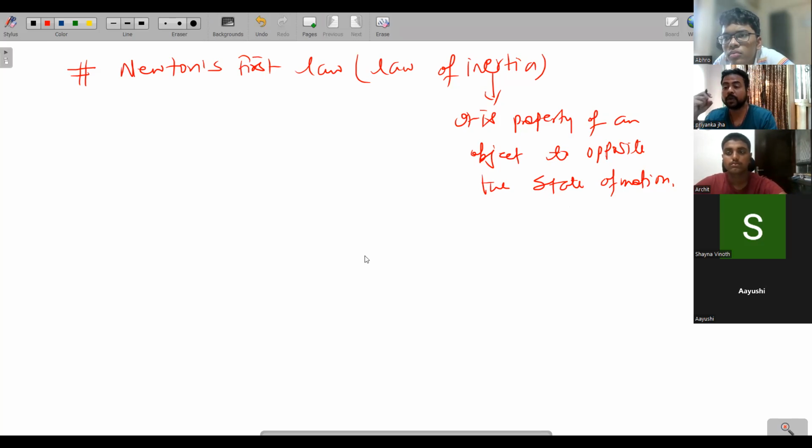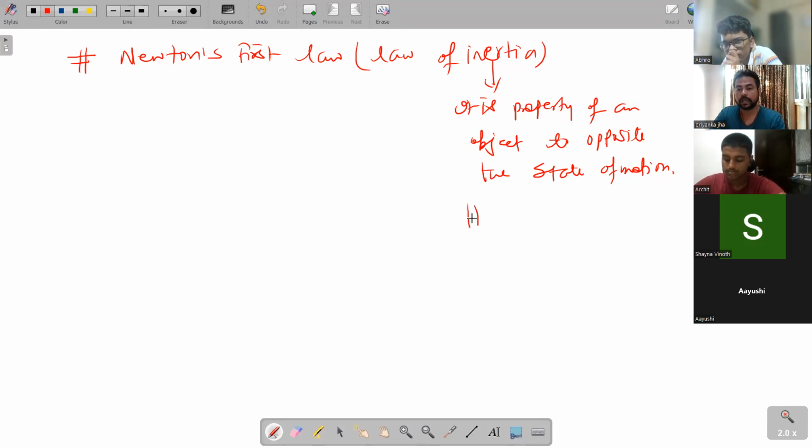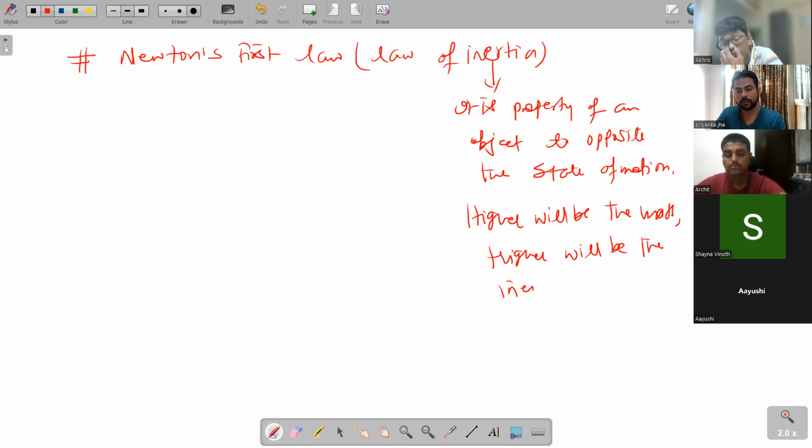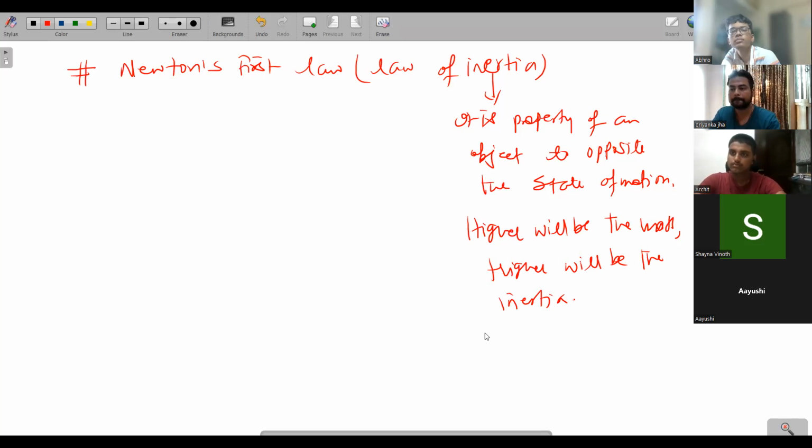We cannot stop a truck easily because of its inertia, because its mass is very large, right? So the higher the mass, the higher the inertia.